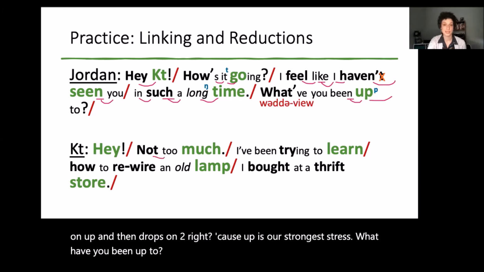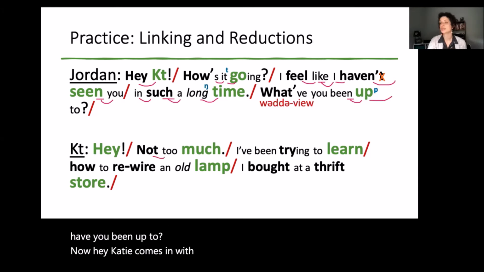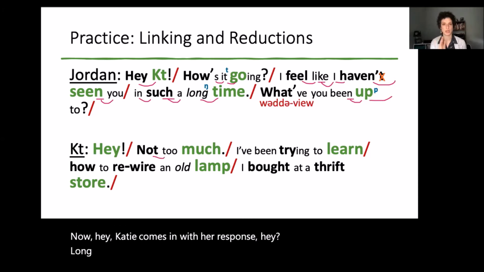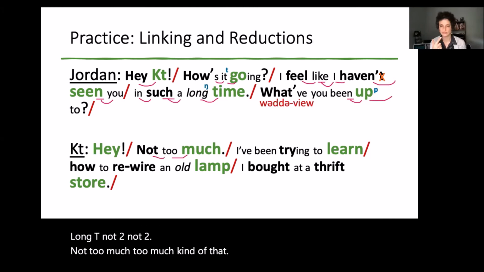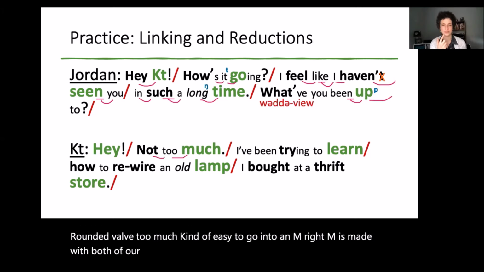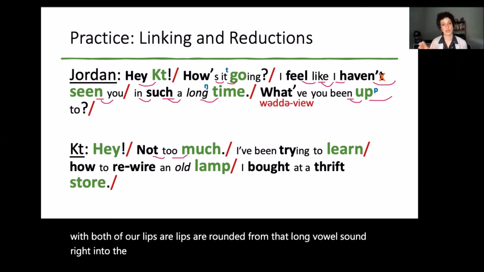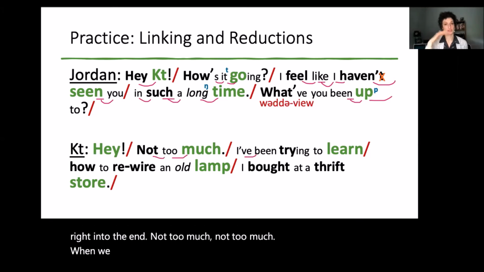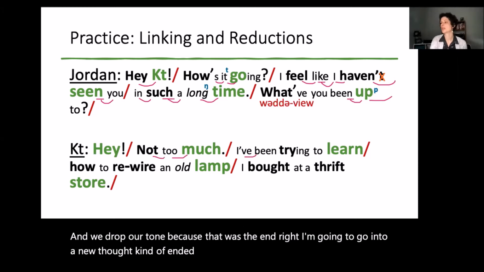Now, hey, Katie comes in with her response. Hey, not too much. Not too, not too much, kind of that rounded vowel, too much. Kind of easy to go into an M, right? M is made with both of our lips. Our lips are rounded from that long vowel sound right into the M. Not too much. And we drop our tone because that was the end, right? I'm going to go into a new thought, kind of ended my sentence there.